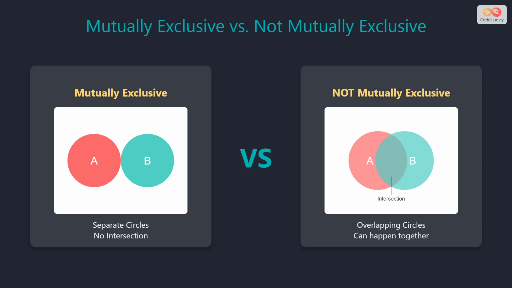We can visualize this using a Venn diagram. Notice that we have two separate circles, A and B. They do not touch or overlap. This space between them represents the impossibility of both occurring together. Because they are disjoint, we can treat their probabilities as completely separate chunks of the total sample space.